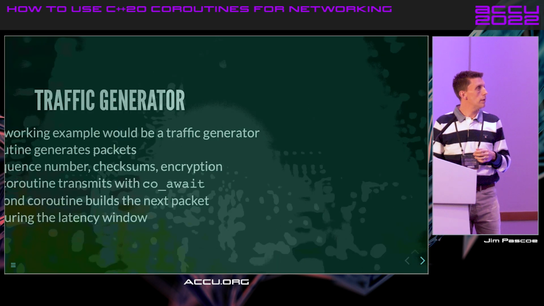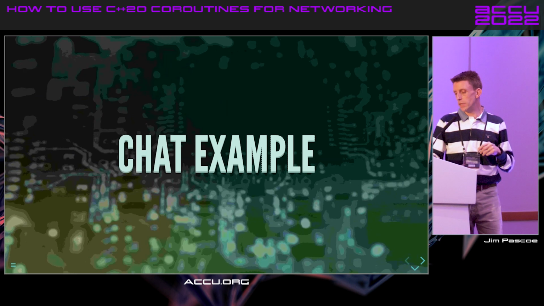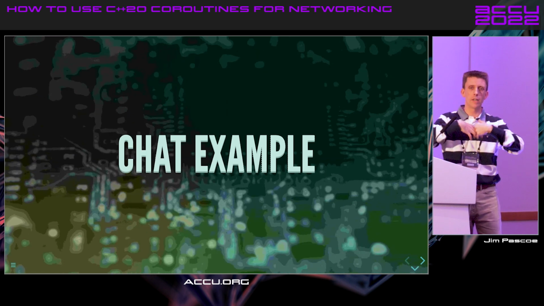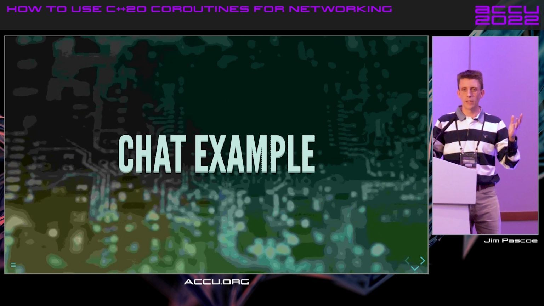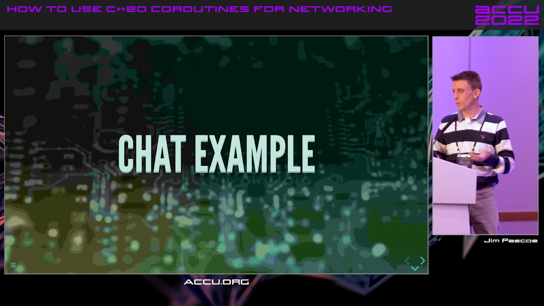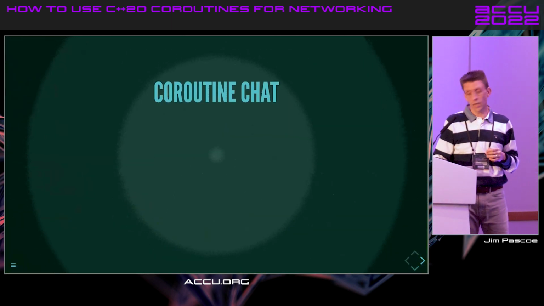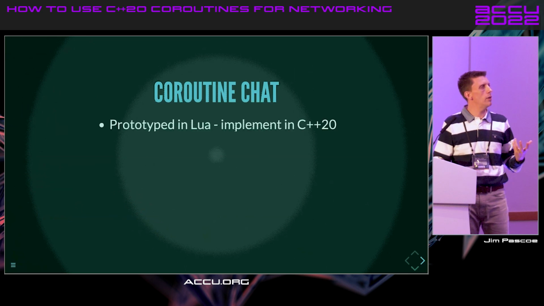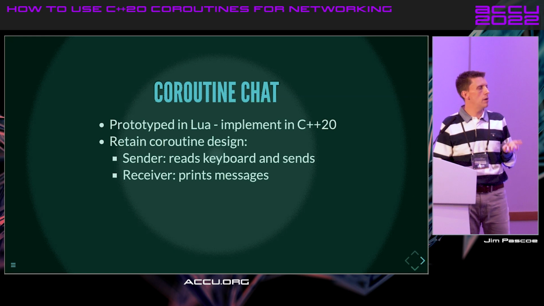Okay, so let's have a look at a proper example now. This is a bigger example. This is chat. It's going to combine all of these concepts together into a hopefully non-trivial, but at the same time easy to understand example. Coroutine chat. We've prototyped it in Lua, so let's write it in C++20. We're going to stick with the same coroutine design. The sender is going to read the keyboard and send, and we're going to have a receiver coroutine that's going to print messages.